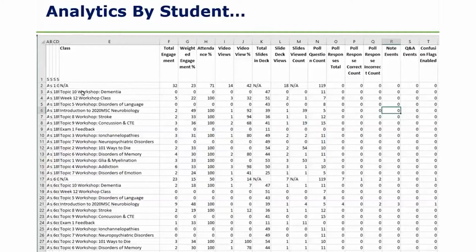But you can see that you get a list of classes, and then you get a breakdown of all of the analytics for each of those classes for each individual student. So the spreadsheet's a little clumsy, but certainly all the data is there, and it's just a matter of manipulating the data and having a look at it.